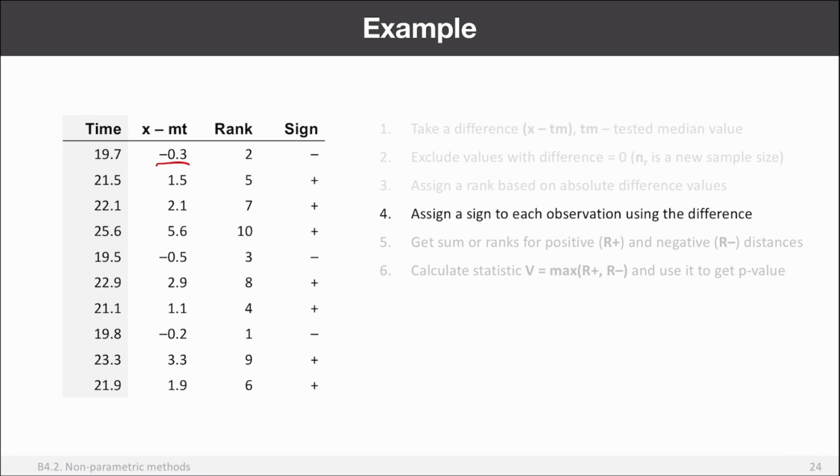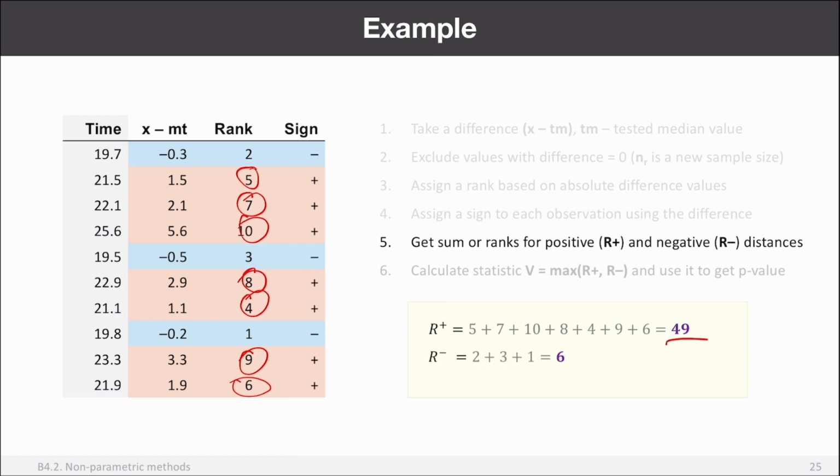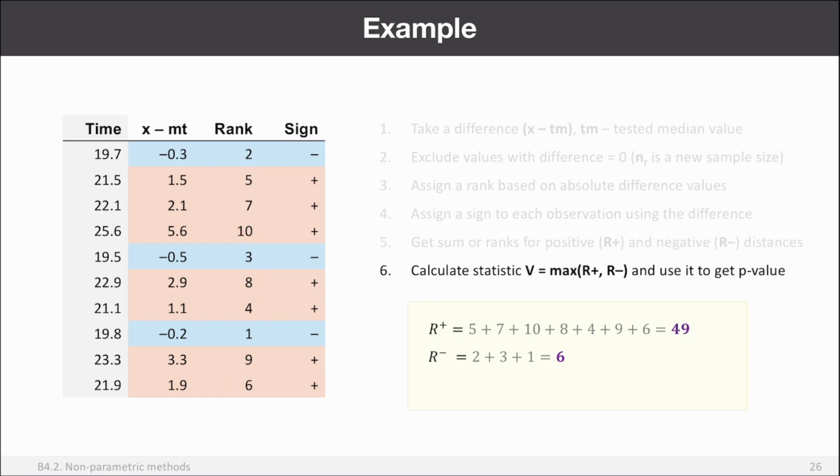Then we recall that we also have the sign. So we have 3 distances that are negative and 7 distances that are positive. After that, we split the ranks into 2 groups. The blue group is the negative ranks, and the red group is the positive ranks. And then we simply compute a sum of ranks in each group. For example, in case of the positive ranks, we just need to take this, plus this, plus this, plus this, and this, and it gives us 49. In case of the negative ranks, it gives us 6. So it's 2, plus 3, plus 1. And therefore, if we want to take the biggest of these 2, it will be, of course, 49.